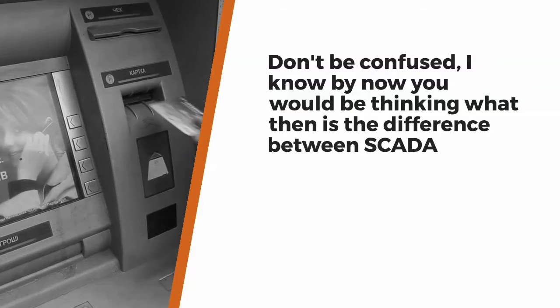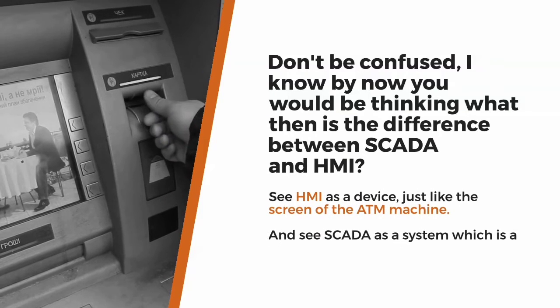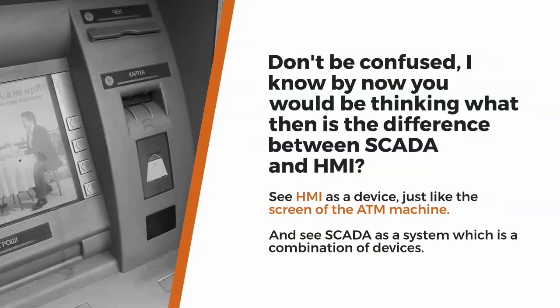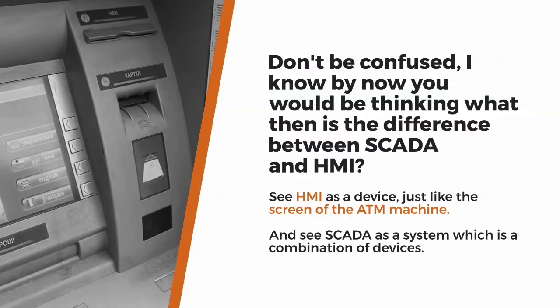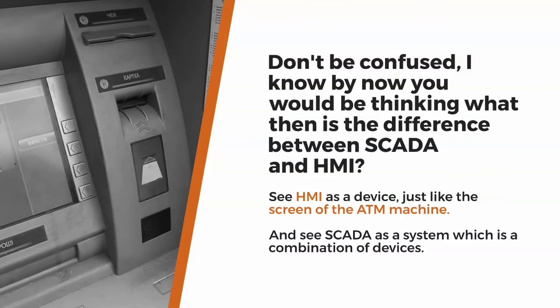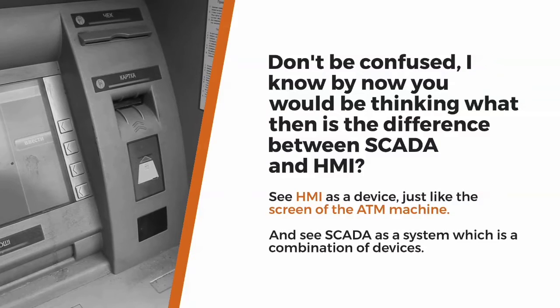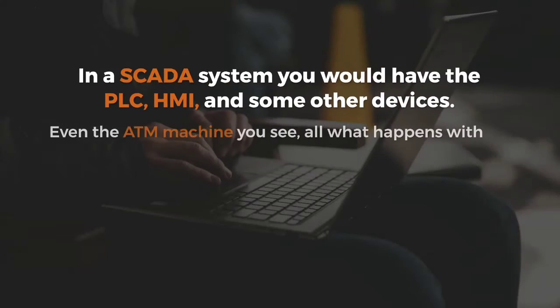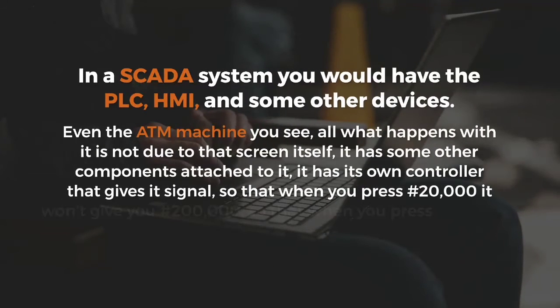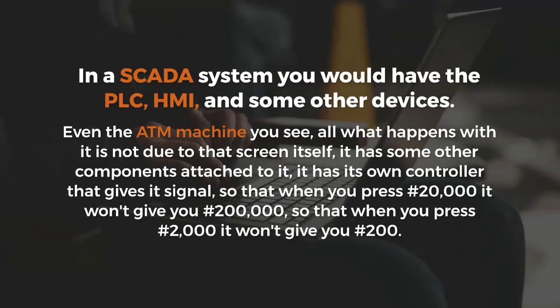devices. Don't be confused. I know by now you would be thinking, what is the difference between SCADA and HMI? See HMI as a device just like the screen of the ATM machine, and see SCADA as a system which is a combination of devices. In a SCADA system, you would have the PLC, HMI, and some other devices.